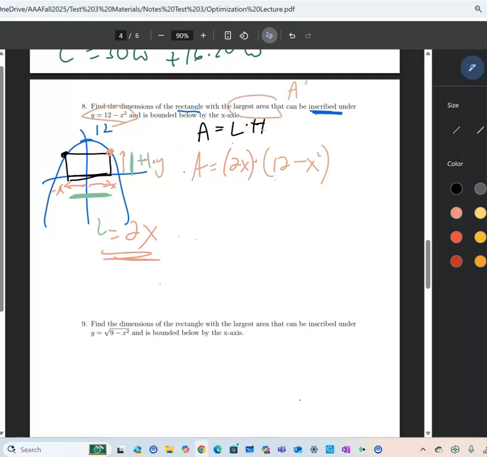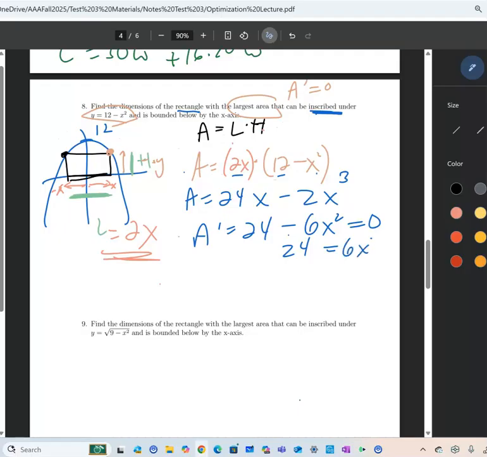So that means I want to take the derivative of that and set it equal to 0. Again, I'm going to take the time to multiply this out. So this gives me 24x minus 2x cubed. Take the derivative, 24 minus 6x squared, set it equal to 0. 6x squared, so if I divide by 6, I get 4. And so I get plus or minus 2.